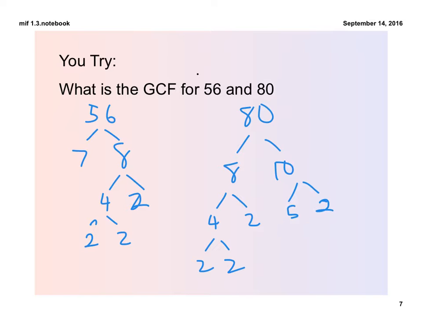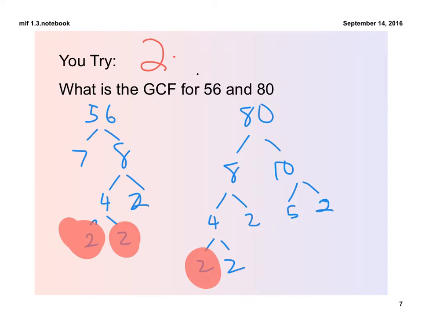So let's go through these trees and find what they have in common. Do they both have 7s? I'm looking right here. Do they both have 7s? No. Do they both have a 2? Well, yeah, they both do have 2s. They've got a 2 here and here. So as a part of my GCF, I'm going to write 2 times.